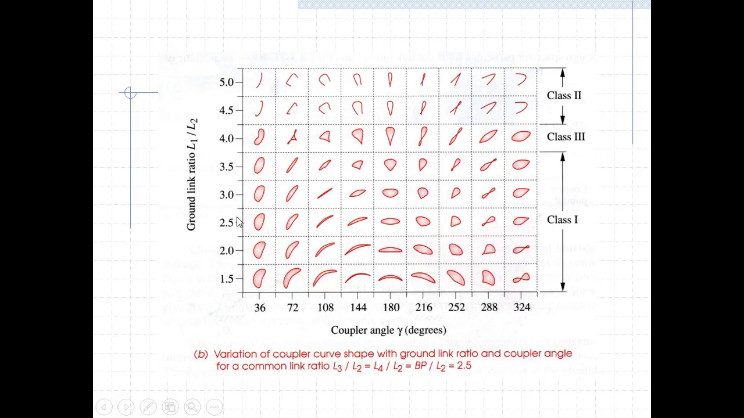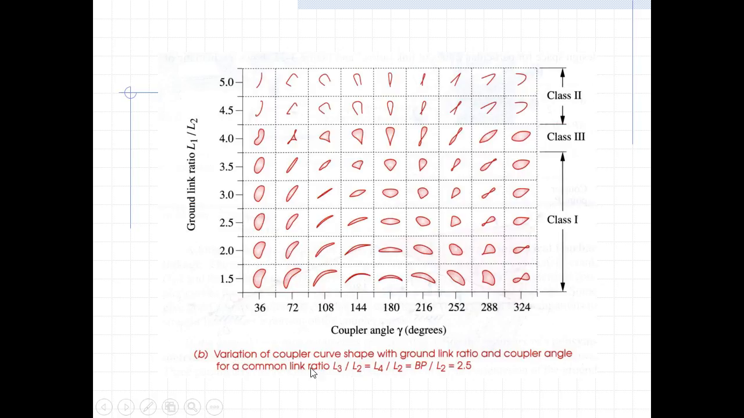So right away we know, for example, if our crank has a length of 1 inch, that means our ground length will be 4 inches. And so right away we're on this particular row. On this row, for example, if we want to trace out something that looks kind of like a banana, we need to have a coupler angle gamma equal to 72. So if 2 is our ground link ratio and our coupler angle gamma is equal to 72 degrees, we'll have a class 1 mechanism, which is Grashof, and our coupler point will trace out this path.